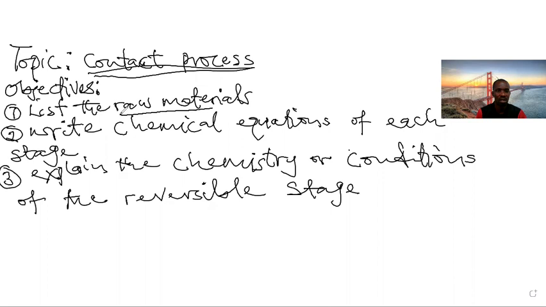List the raw materials. We should be able to tell the raw materials of the contact process. There are 4 stages in this process. We should be able to write the chemical equations for each of the stages. Then there is one stage that is a reversible reaction. We should be able to explain the chemistry or the conditions for that reversible stage. Okay, so let's make a start.